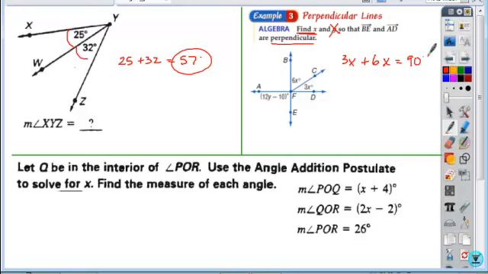And then it's just a matter of solving the resulting equation. So 3x and 6x add up to 9x. Divide by 9, you get your x value to be 10. Okay, now make sure when you're solving these types of problems that you're answering the question that's asked. Okay, so we did find x. Is that what we were looking to do? Yes. So we're done. This is our solution.